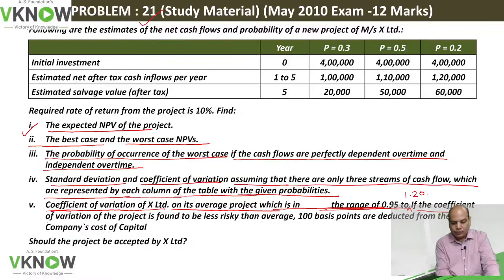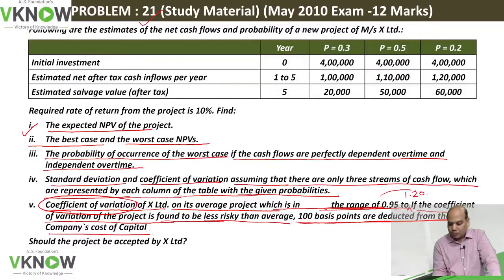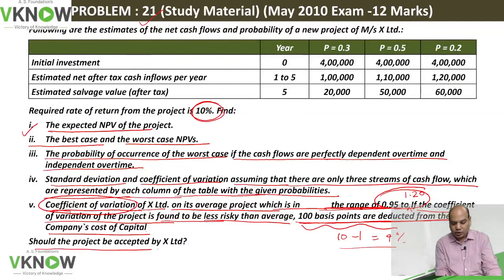If the coefficient of variation of the project is found to be less risky than the average, 100 basis points are deducted from the company's cost of capital. The meaning of this line is that if your coefficient of variation is found to be below this range, then the cost of capital, which is 10% here, will be reduced by 1%. So then it will become 9%. Should the project be accepted by X Limited? So these are the questions here.